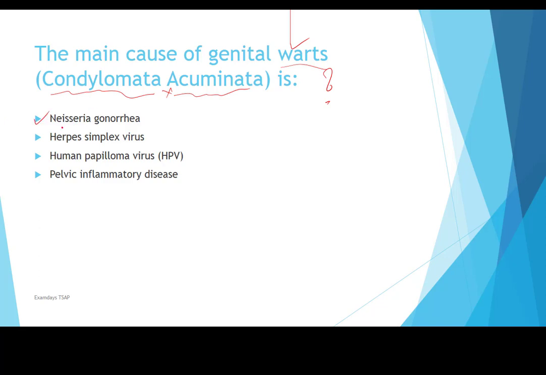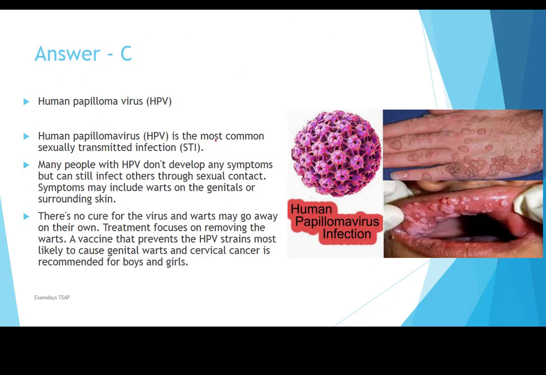A, Neisseria gonorrhea, B, herpes simplex virus, C, human papillomavirus, D, pelvic inflammatory disease. So for the warts we can see that the answer is going to be HPV, which is human papillomavirus. Yes, human papillomavirus is the most common sexually transmitted infection, which we call an STI. We also know STD, which is nothing but sexually transmitted disease.